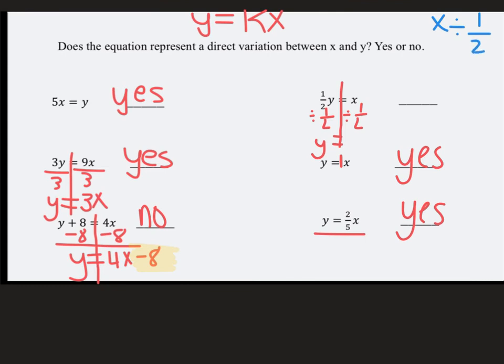I like to treat it like fractions, so I'm going to make it 1x over 1. If you keep, change, flip: keep 1x over 1, change it to multiplication, flip it to 2 over 1. You get 2x over 1, which is just 2x. And then when I look at that form, y equals 2x, that is in perfect form for it to be direct variation. So that is a yes as well.